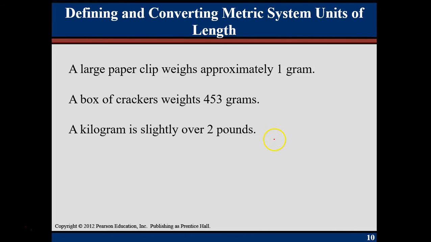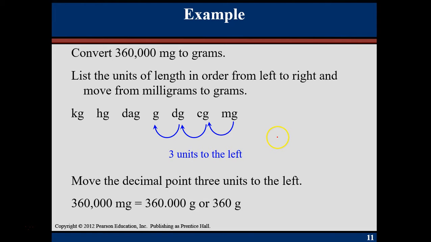It's like 2.2 pounds. If I want to convert 360,000 milligrams to grams, well, I'm at milligrams here, and I would have to go over 1, 2, 3 spots to the left to get to grams. So that means I need to take my decimal point, which I can't see, which is here at the end, 1, 2, 3 spots to the left, and I'll have 360 grams.